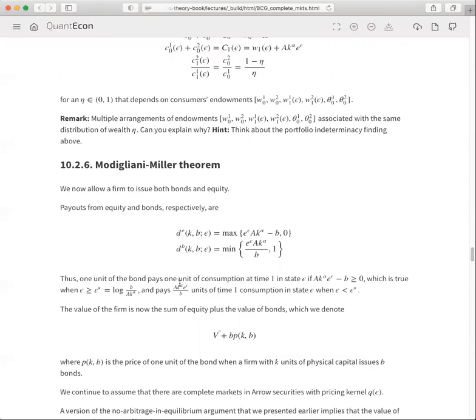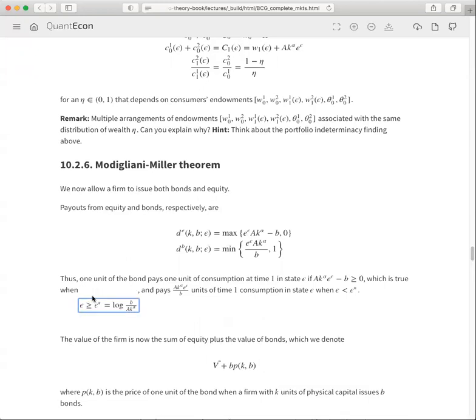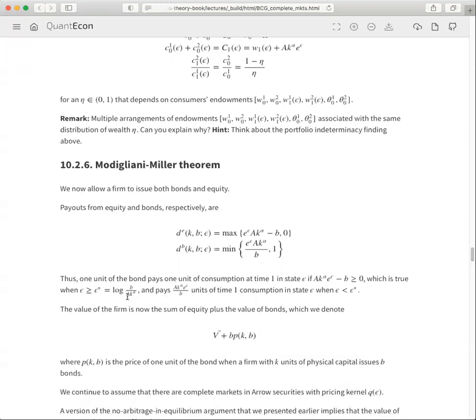So 1 unit of the bond pays 1 unit of consumption good in state 1 if the earnings are enough to cover it, and that's going to be true as long as epsilon exceeds this threshold value, epsilon bar, and it pays. If it doesn't exceed it, it just pays all the earnings divided by the number of bonds that have been issued. So that's the deal.